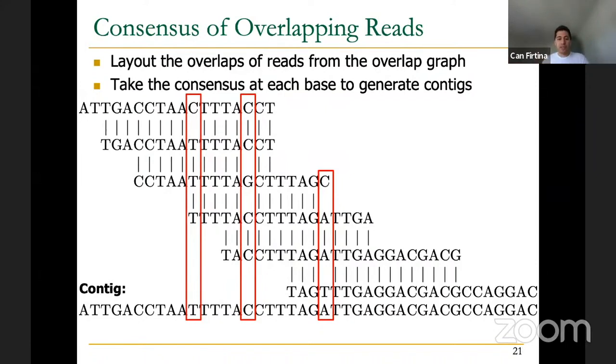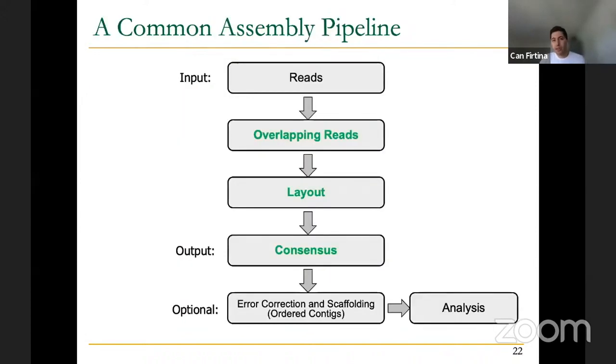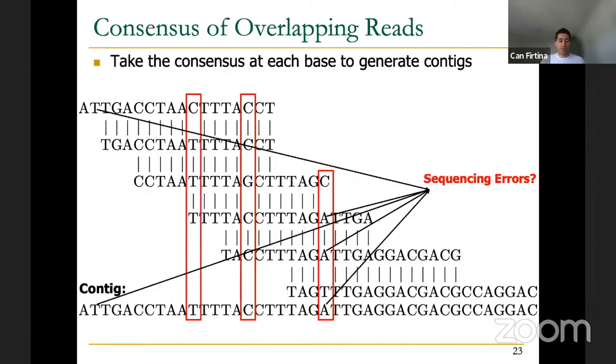I can just use it for my further analysis because now I have better information, a better picture of how my genome looks. But I may also not stop here. I may do several steps to improve the contiguity and also the accuracy of the assembly that I just generated. In order to do that, we perform error correction and scaffolding steps to improve the accuracy and contiguity of the assemblies.